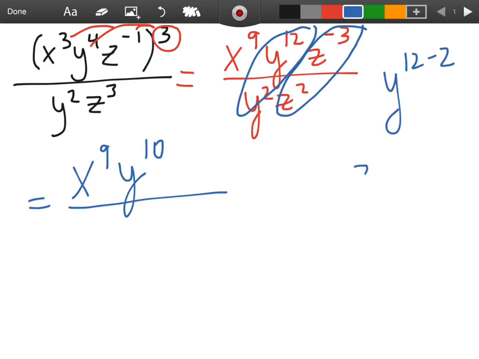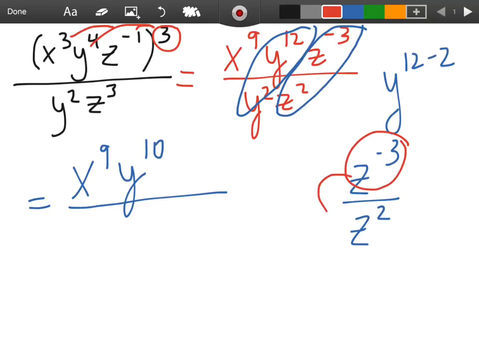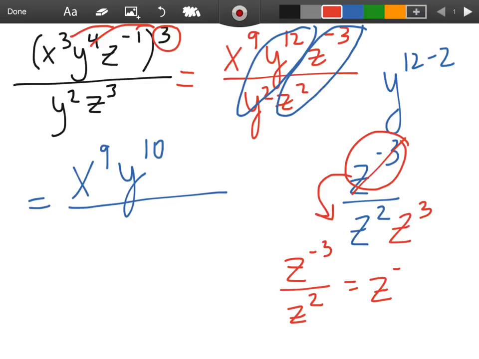Now z to the negative 3rd over z squared could happen two ways. I remember that negative exponents aren't good, so I could always take this and move it underneath to the denominator and make it positive. Or I could use my same subtraction rule as above that I used for my y and say, well, hey, this is z to the negative 3 minus 2, which is like z to the negative 5. And if the z to the negative 5 is on my numerator, I would want to put it on my denominator and make it positive.